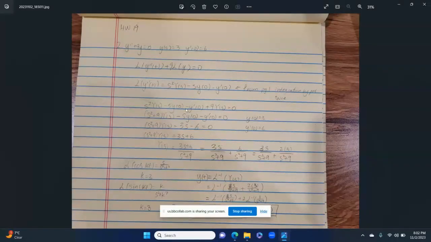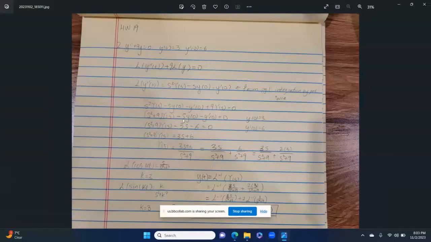s times y of 0 minus y prime of 0. That's again the Laplace transformation of y double prime of t, plus 9 y of s, which is just 9 times the Laplace transformation of y. Instead of writing y of t, it will be y of s, equals 0. And then you FOIL this out, and you find that s squared plus 9 times y of s minus 3s minus 6 equals 0.